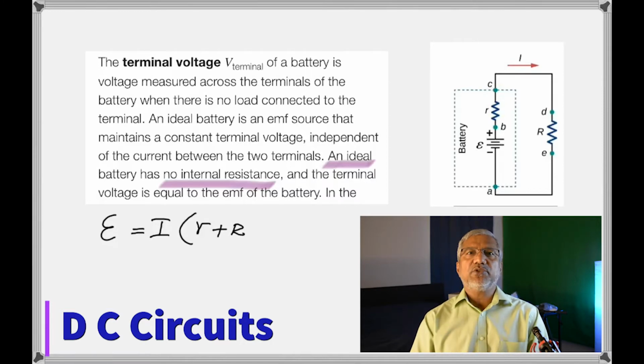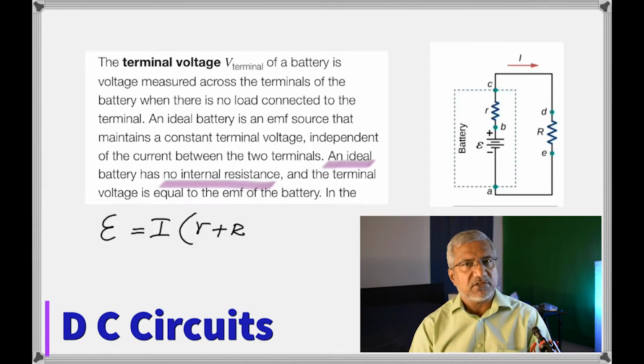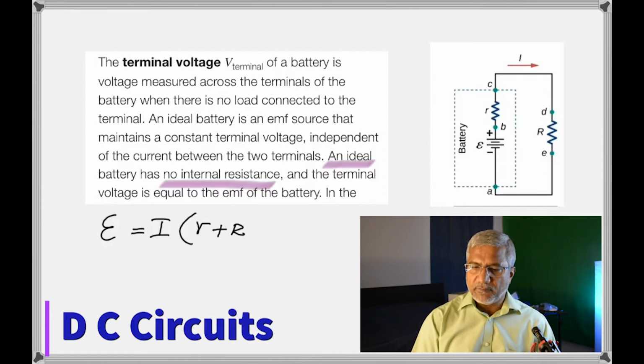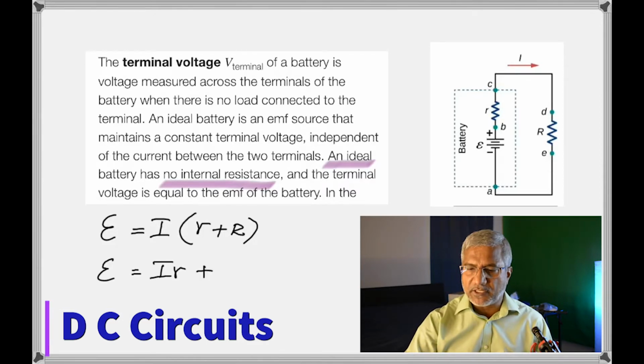But when you start using it, you see that it will not give you its EMF or maximum. It'll fall. Why? Because of the internal resistance. I'm going to show that using a little bit of math here. So as you can see, the EMF is I times (R plus r), because there is a potential drop here.